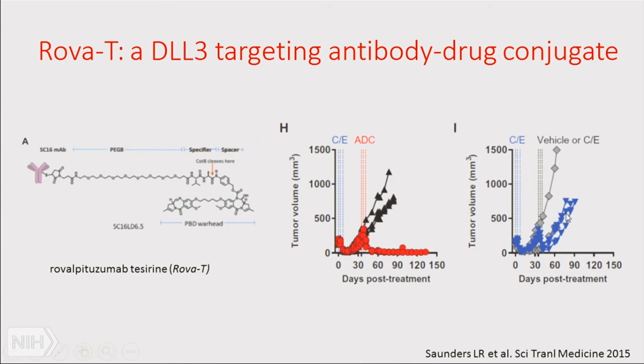So at least from the PDX mouse model, it showed that the DLL3 antibody drug conjugate seems to be more effective than rechallenging these PDX mice with a chemo agent again when the tumor had a recurrence.